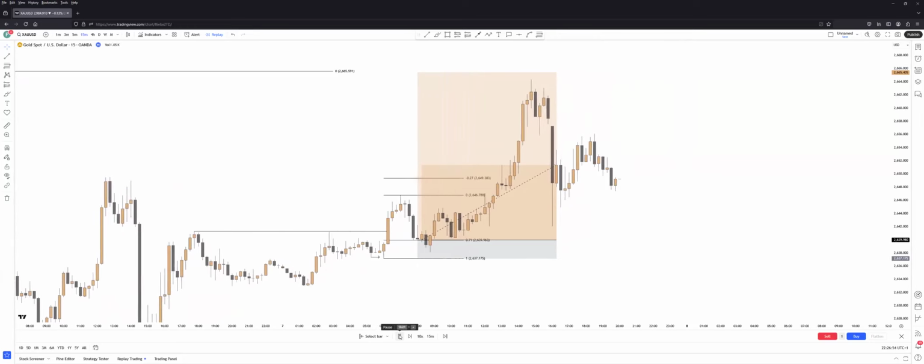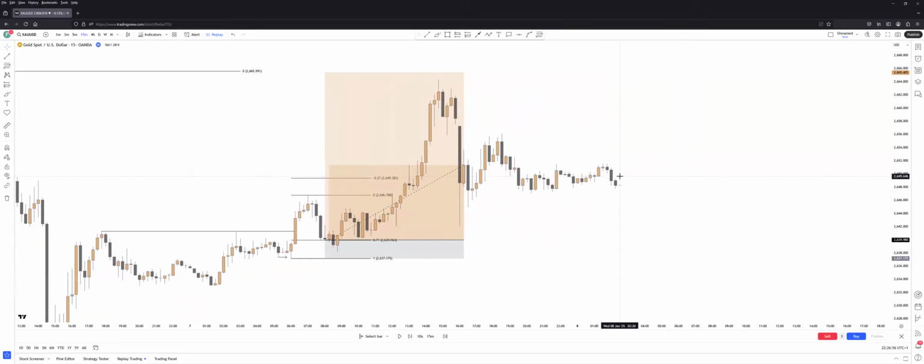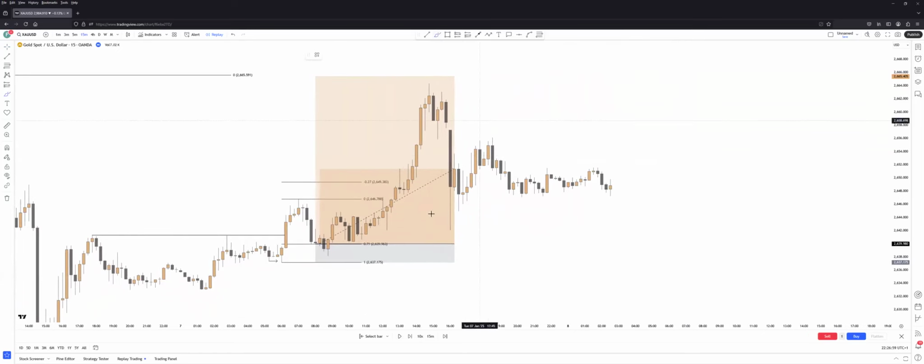So let me just play price forward to see what will happen here in this region. Currently, price is inside of an external 50-minute structure.